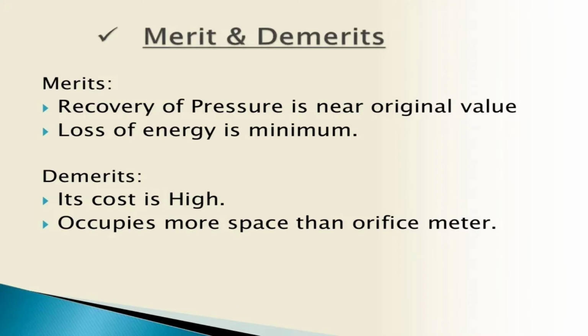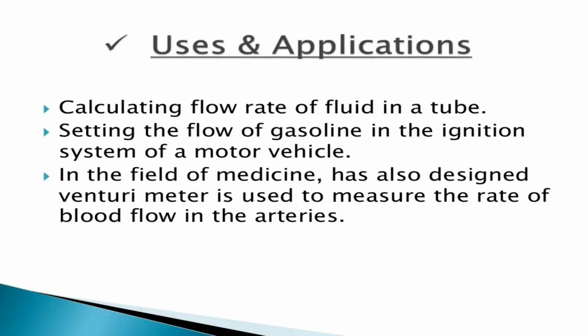Merits and demerits of venturi meter. Merits. Recovery of pressure is near the original value. Loss of energy is minimum. Demerits. Its cost is high, occupies more space than orifice meter. Uses and application. Calculating the flow rate of fluid in a tube. Setting the flow of gasoline in the ignition system of a motor vehicle. In the field of medicine, a specially designed venturi meter is used to measure the rate of blood flow in the arteries.